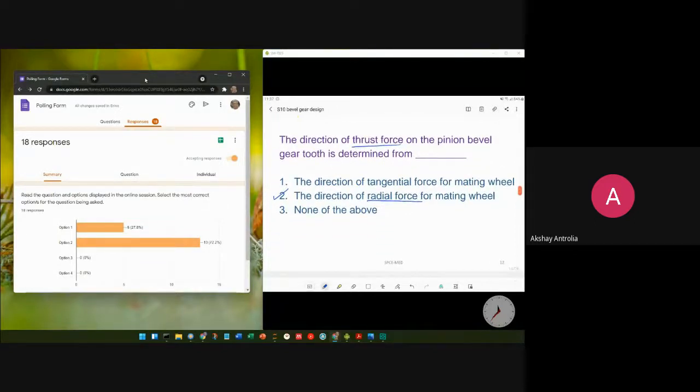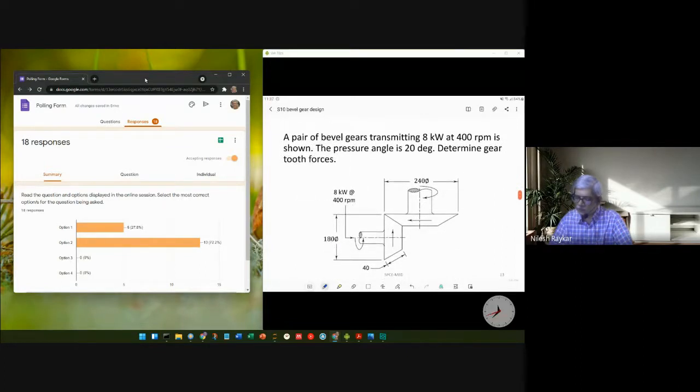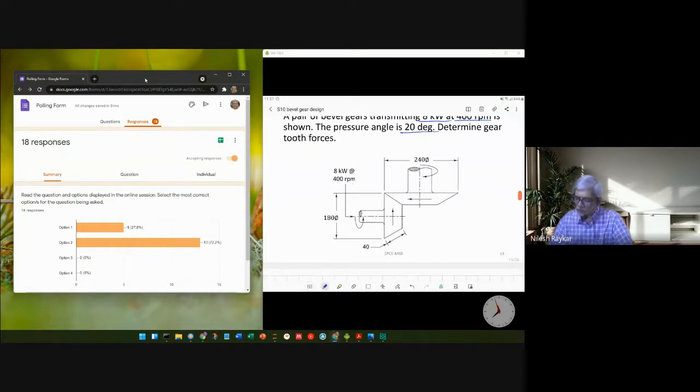Okay, so let's move ahead. This is a pair of bevel gears transmitting 8 kilowatt at 400 RPM, so you can calculate the torque. The pressure angle alpha is given. Determine the gear tooth forces. The face width is given as 40 millimeters. The pitch circle diameter at the large end is given as 180 for one gear and 240 for the other.